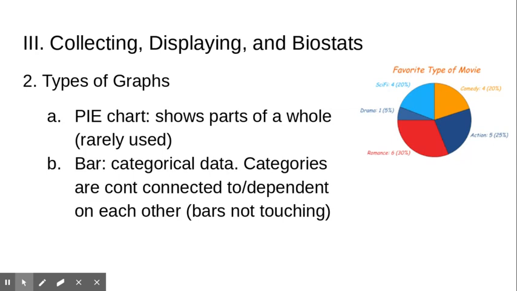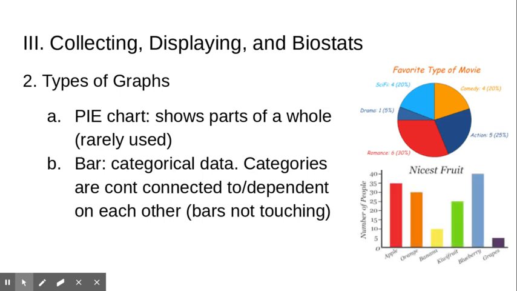A bar graph, we do see bar graphs. Bar graphs represent categories of data. So this is for categorical data. And here's the deal. A bar graph shows categories that really are not related to or dependent upon each other, which is why the bars don't touch each other. So here's what I mean by that.